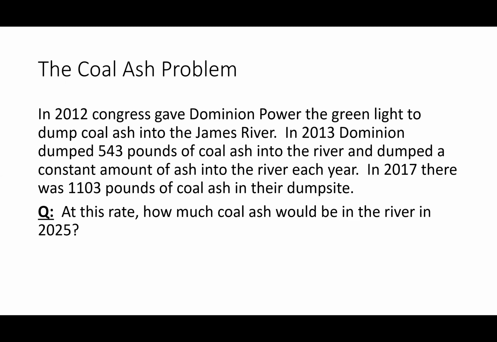In 2012, Congress gave Dominion Power the green light to dump coal ash into the James River. In 2013, Dominion dumped 543 pounds of coal ash into the river and dumped a constant amount of ash into the river each year. In 2017, there was 1,103 pounds of coal ash in their dump site. At this rate, how much coal ash would be in the river in 2025?